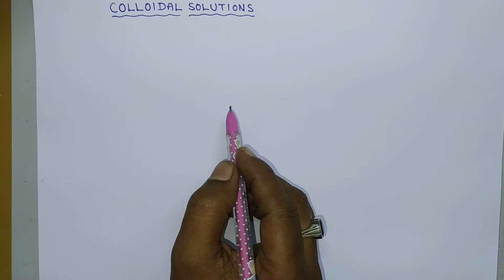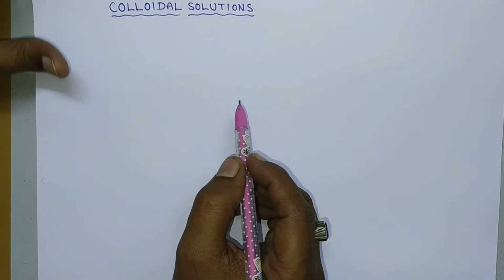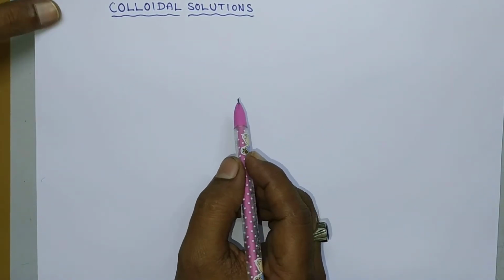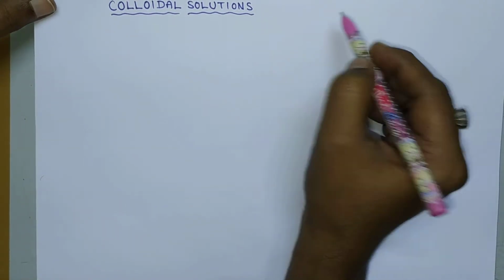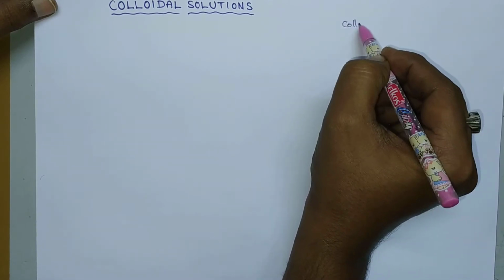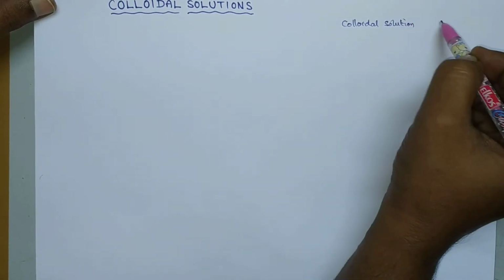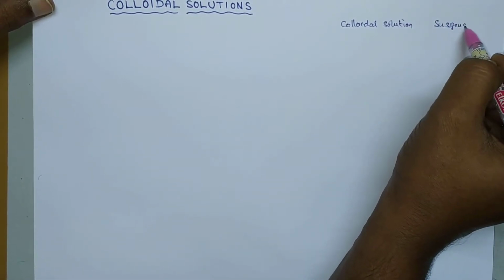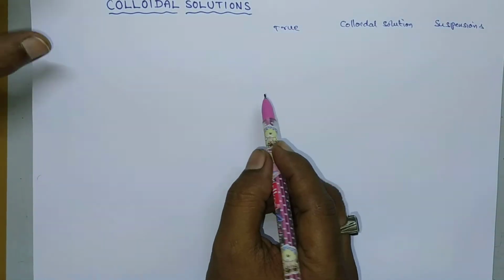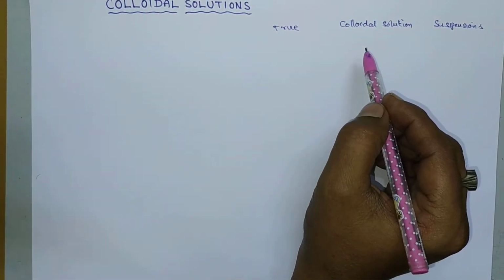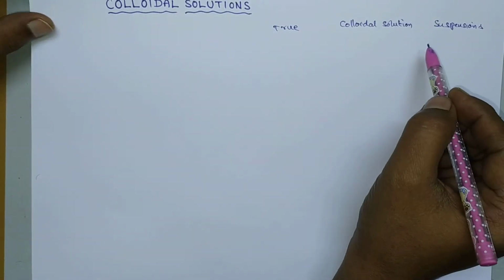So in this video, I give complete information regarding colloidal solutions. Generally, solutions are mainly divided into three types: colloidal solutions, suspensions, and true solutions. Solutions are classified into these three types depending upon the size of the solute particles.